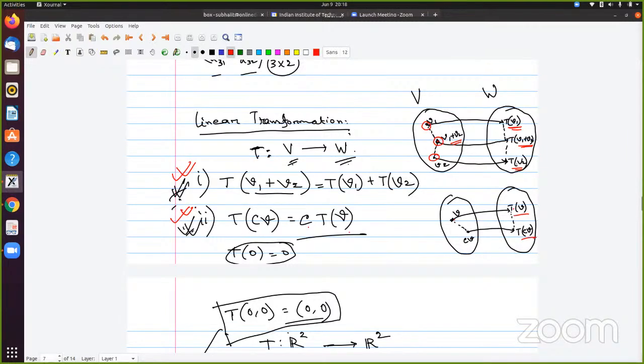Now, if you see, where does 0 go? 0 must go to 0. Because if these two conditions are satisfied, then you can check that 0 must go to 0.